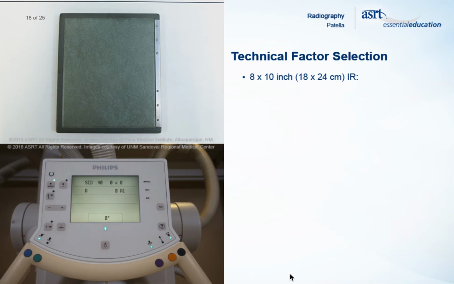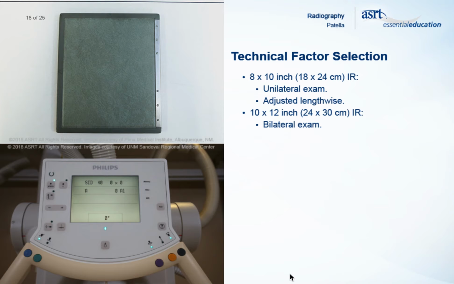An 8 by 10 inch or 18 by 24 centimeter image receptor is used for a unilateral tangential patella projection and is adjusted lengthwise. A 10 by 12 inch or 24 by 30 centimeter image receptor is used for a bilateral patella examination and is adjusted crosswise.